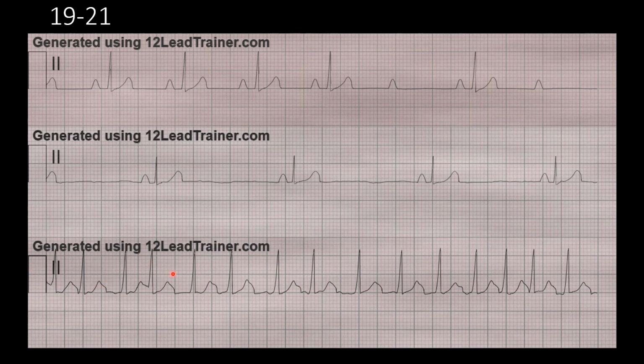This one is irregular at a rate of about 1, 2, 3, 4, 5, 6, 7, 8, 9, 10, 11, 12, 13, 14. So a rate of about 140. We have no discernible P waves, so no PRI, a narrow QRS. And based on that, we can call this AFib with RVR, or uncontrolled AFib.